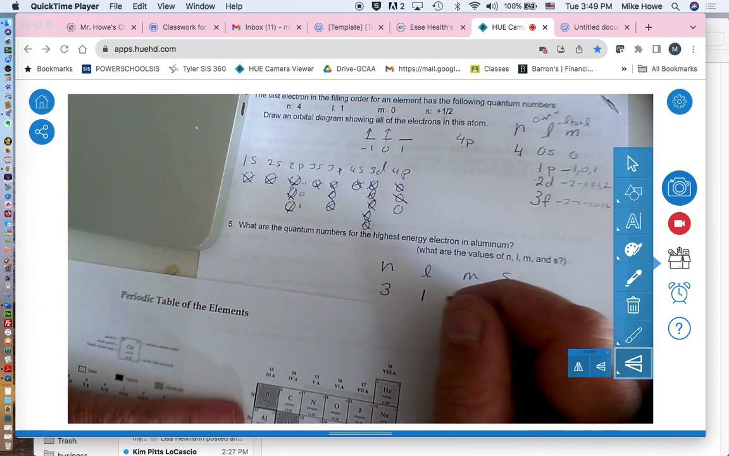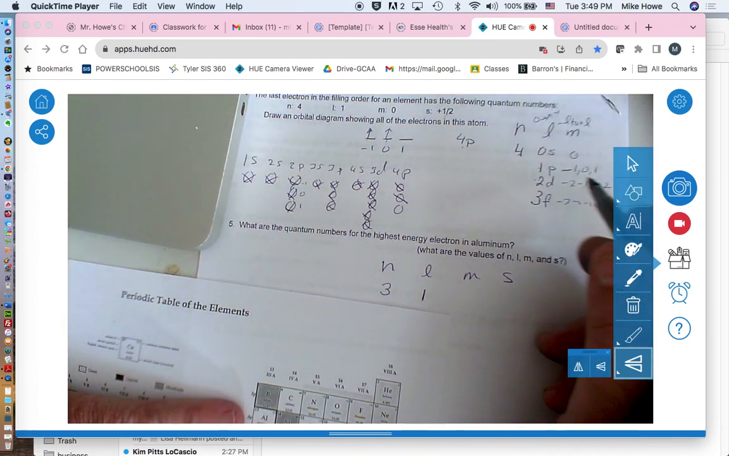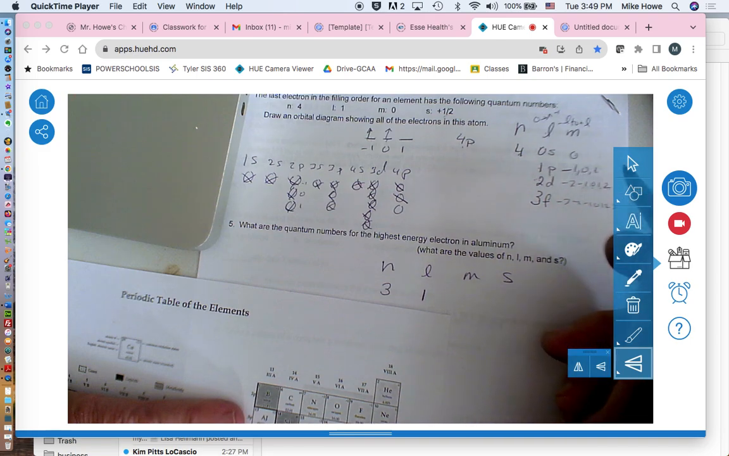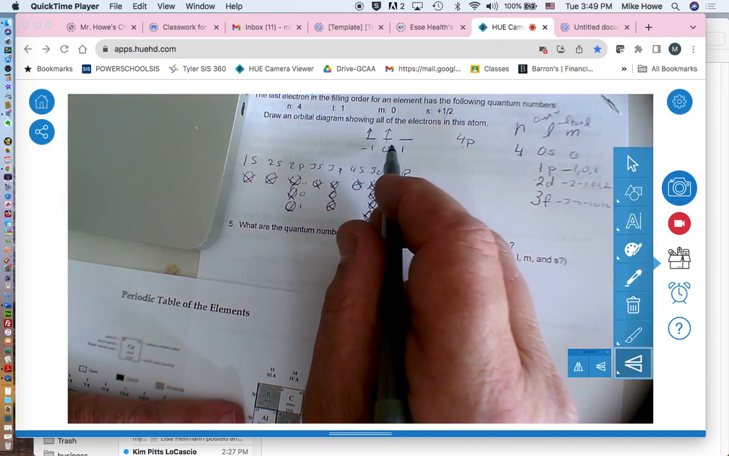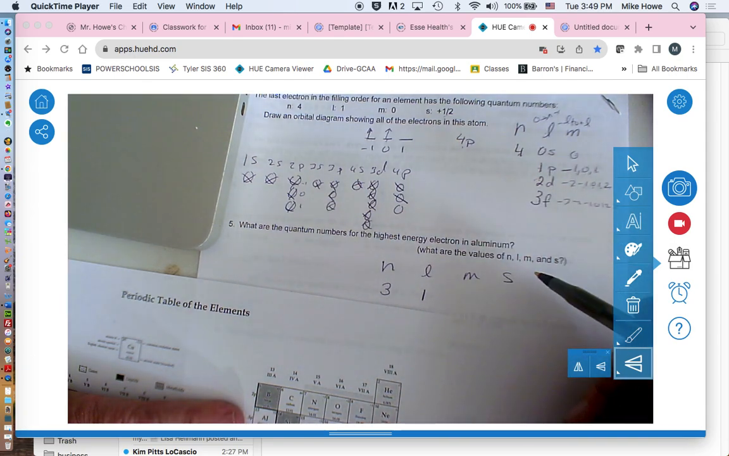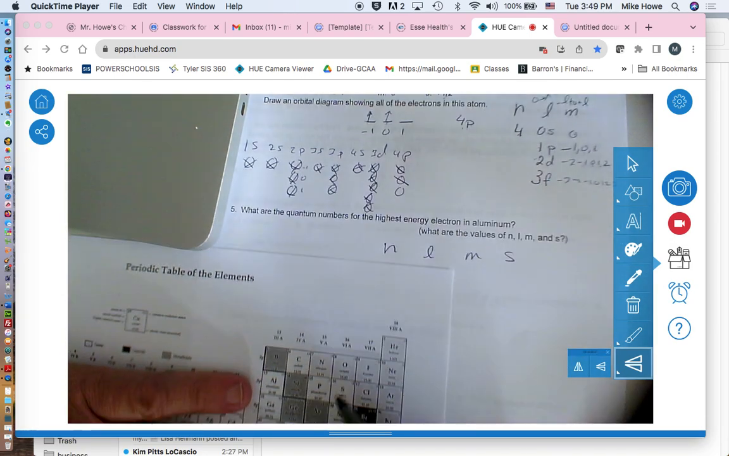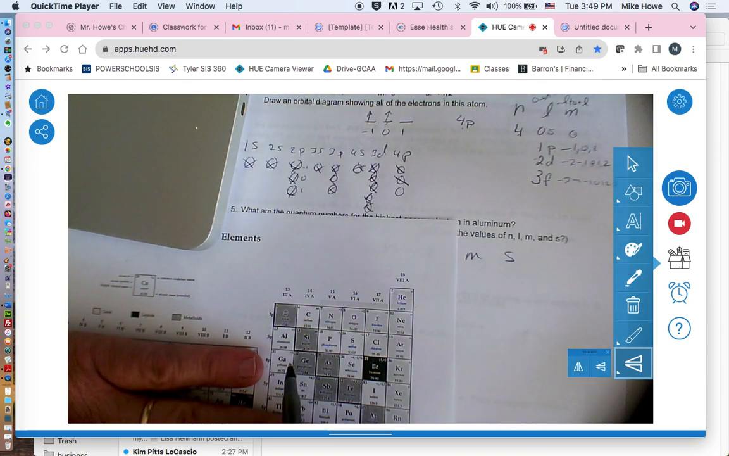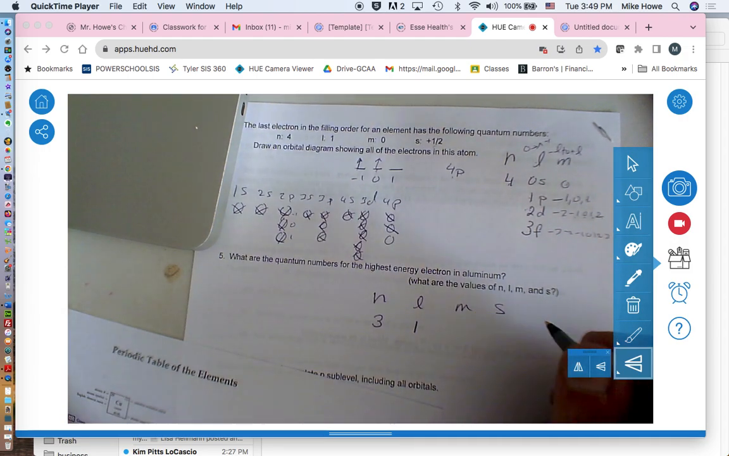The m value when l equals 1, m can be negative 1, 0, or 1, but we said we're going to go by convention, negative, 0, positive. So negative 1 is the first one. And it's got a positive 1/2 spin because it's the first electron in that sublevel. So the p sublevel of aluminum would look like this.